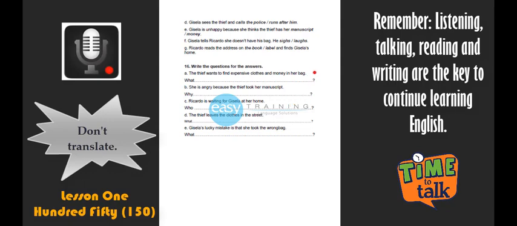Answer A. The thief wants to find expensive clothes and money in her bag. La pregunta empieza con what? B. She is angry because the thief took her manuscript. La pregunta empieza con why. C. Ricardo is waiting for Gisela at her home. La pregunta empieza por who. D. The thief leaves the clothes in the street. La pregunta empieza con what. And E. Gisela's lucky mistake is that she took the wrong bag. La pregunta empieza con what.